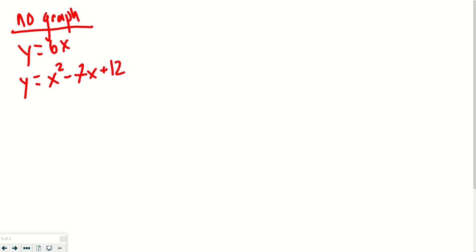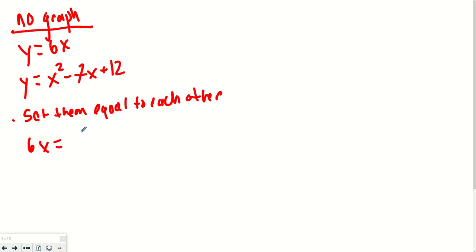So I have these two equations. Now, we want to know where they're the same, right? At what points are these the same? So therefore, let's set them equal to each other. Okay? So now we have 6x, we want to know where they're both the same, equals x squared minus 7x plus 12. So that's what I have now.